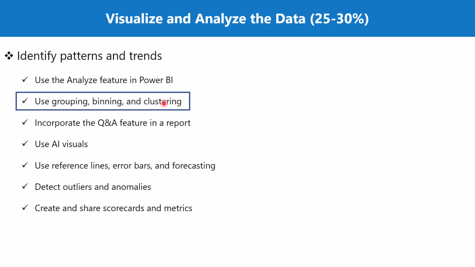Grouping, binning and clustering are techniques that we are going to explore in a moment, but we should know that these are the techniques that create extra columns in our data. So if we talk about our categorical columns, we can create groups. If we talk about our numerical columns, we can create bins. And then in certain scenarios where we are analyzing data, we can create clusters using Power BI. So let's go to the Power BI environment and see how we can do the grouping, binning and clustering.